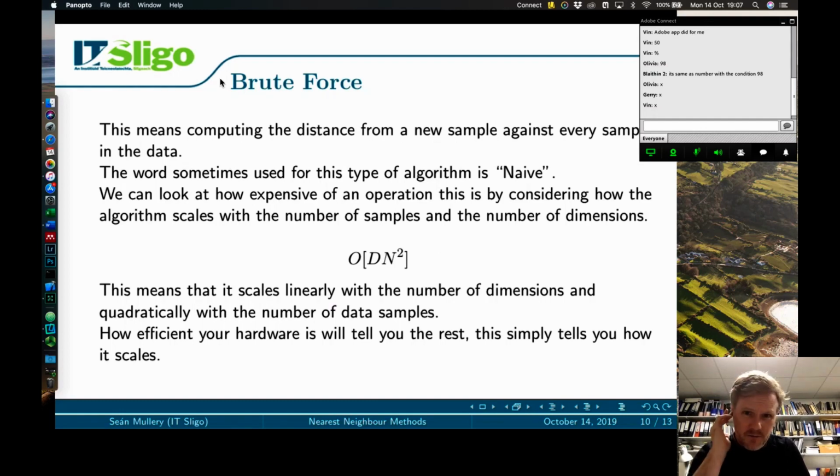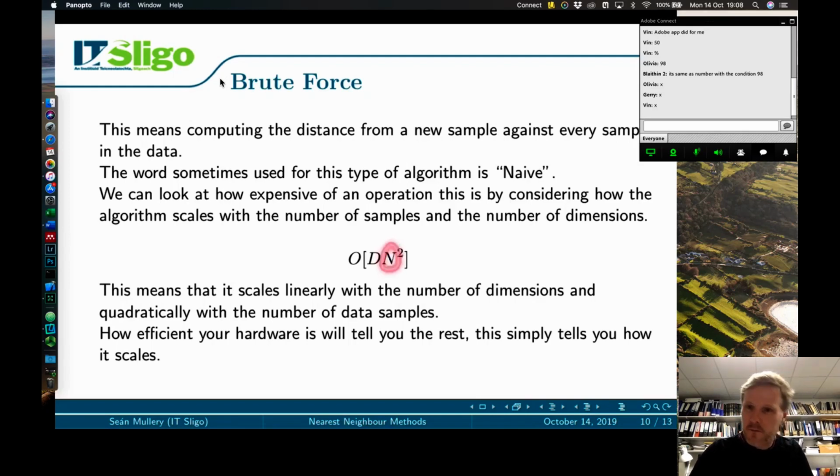We can look at how expensive an operation this is by considering how the algorithm scales with the number of samples and the number of dimensions that we have. The number of dimensions here is given by D, and the number of samples is given by capital N. As the number of dimensions goes up, the order of the problem scales linearly with that. That doesn't tell you how long it's going to take to compute on a particular piece of hardware. It simply says if this takes 30 seconds to give you a result on a particular piece of hardware, and I double the number of dimensions, then it's going to double the amount of time it takes to do this brute force version.